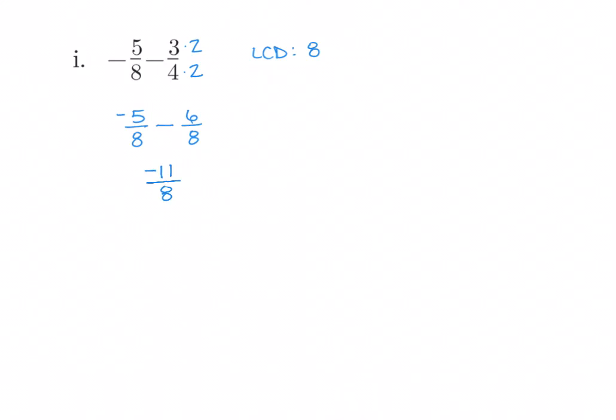We can write this as a mixed number. This is an improper fraction. So I want to know how many times does 8 go into 11. That's going to be 1. We get a remainder of 3. So 11 over 8 is equal to 1 and 3/8. And now we're just going to bring down our negative sign. We get negative 1 and 3/8.